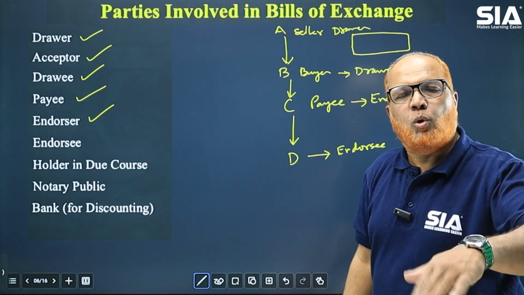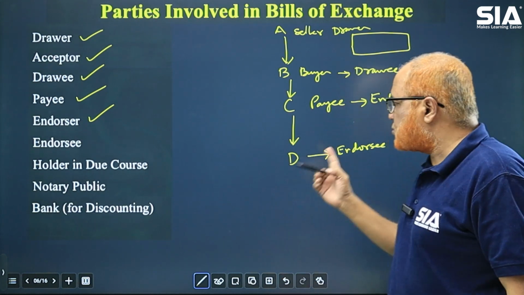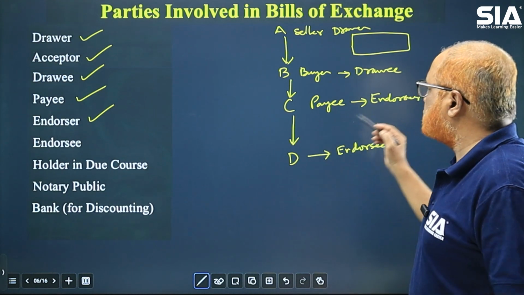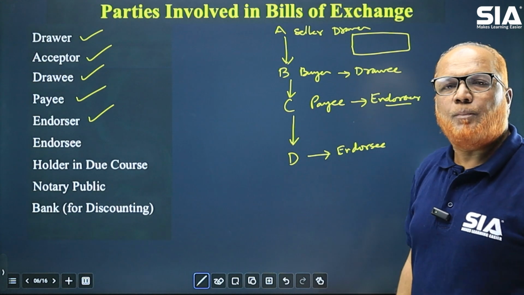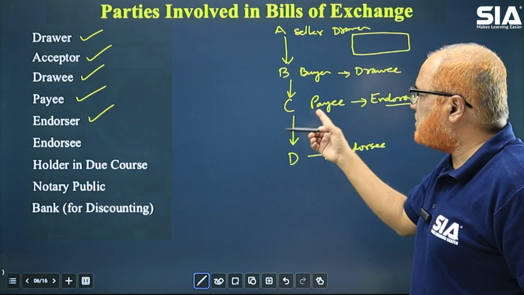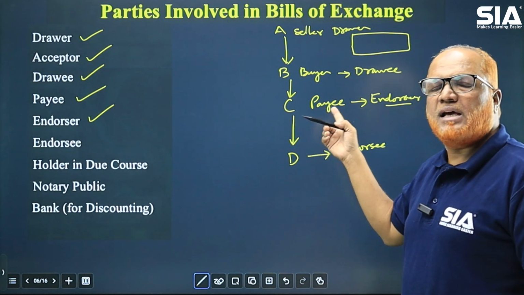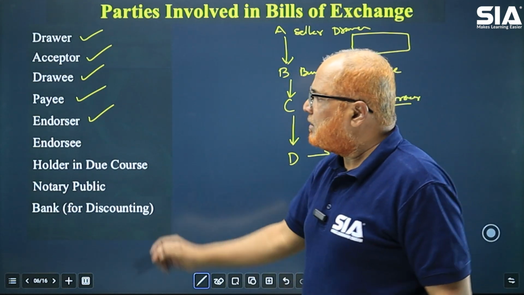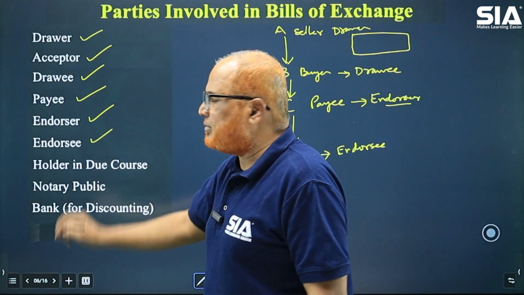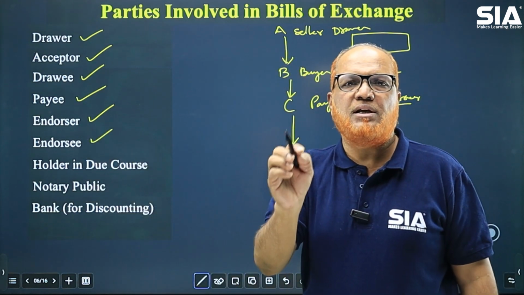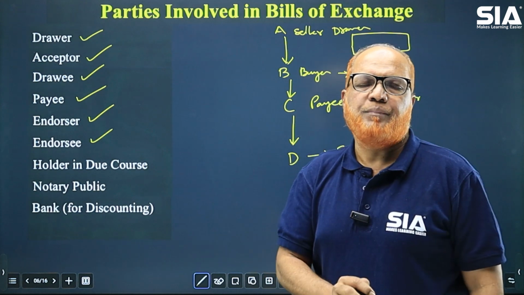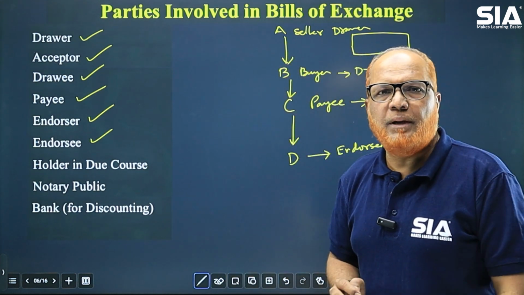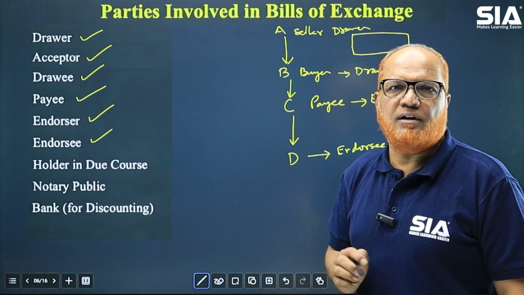The person to whom the bill is transferred is called endorsee, and the person who is transferring the bill is called endorser. So presently, the holder of the bill is payee. The payee has endorsed the bill in the name of the endorsee. So now what you have understood from this discussion, endorser is the transferer of bill and endorsee is the person to whom the bill is transferred.